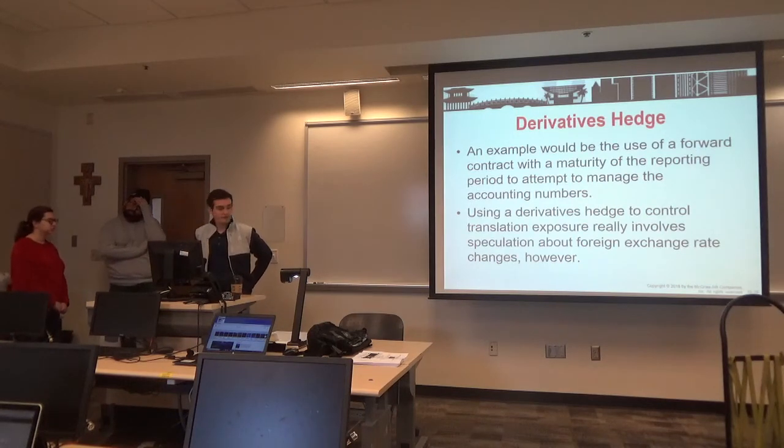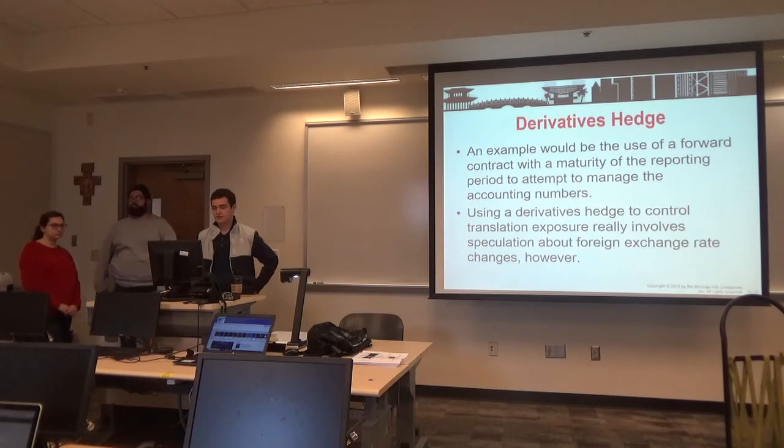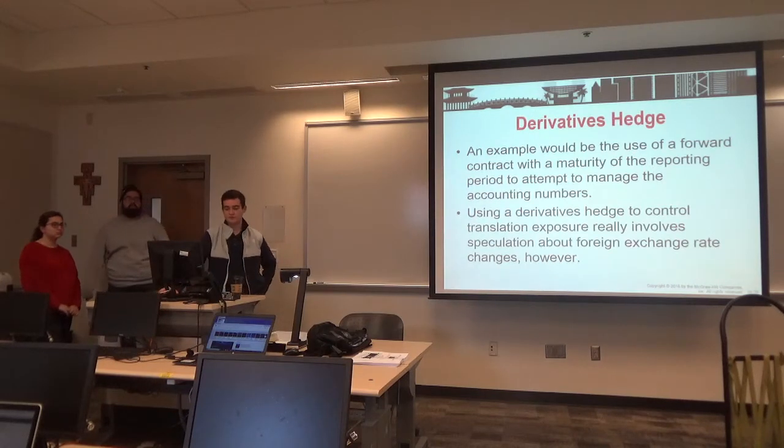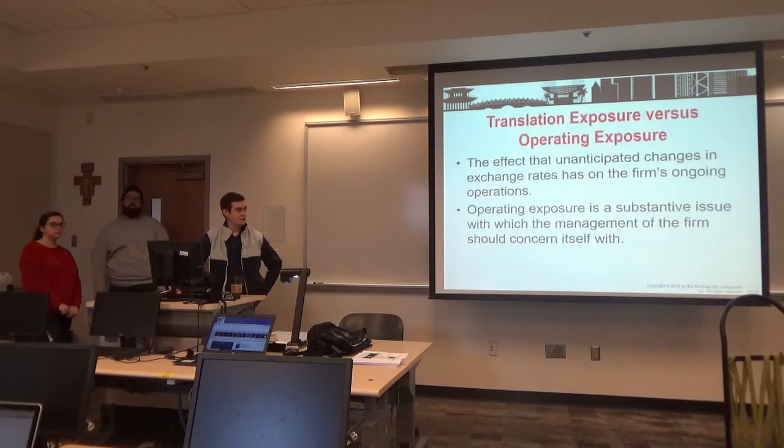An example would be the use of a forward contract with the reporting period to attempt to manage the accounting numbers. So same type of deal. When they're converting to USD, it's a common currency to avoid fluctuations. And using a derivatives hedge to control translation exposure really involves speculation, so they have to kind of guess.